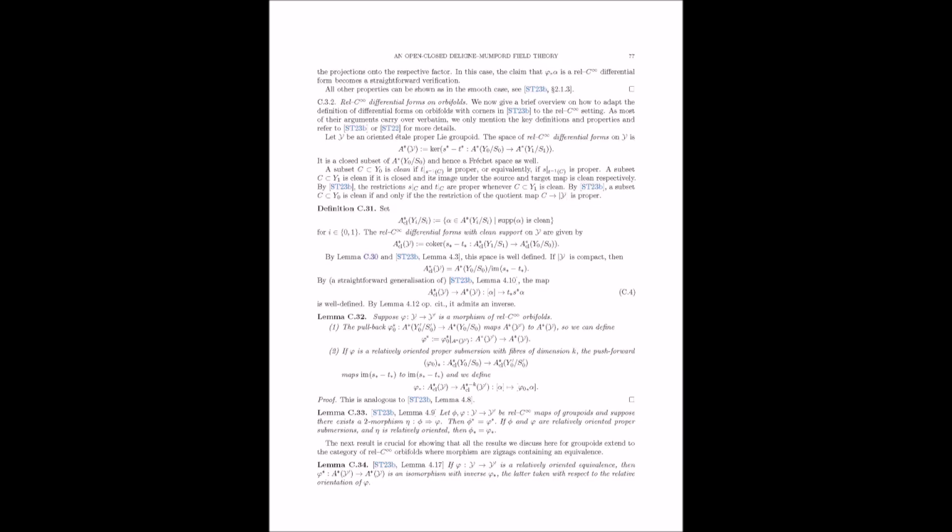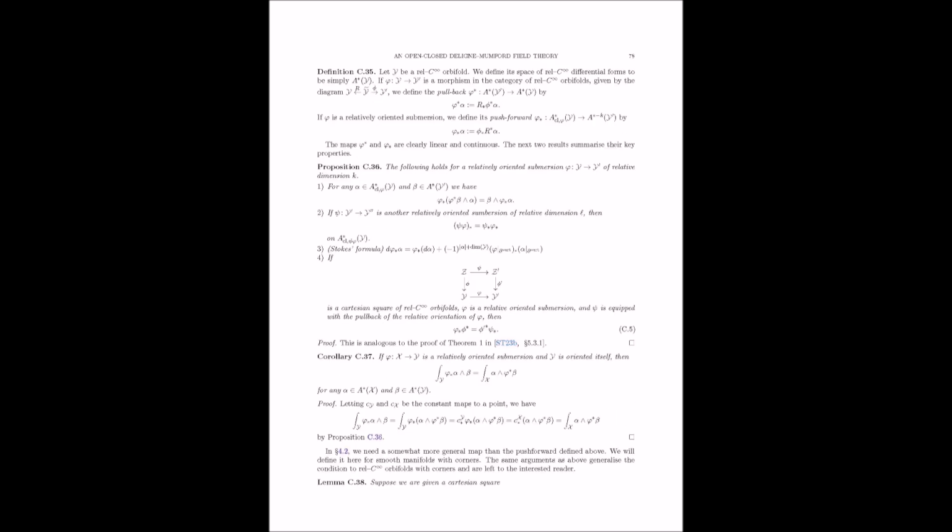So they play a crucial role in defining those cooperations that we mentioned earlier. Okay. So remember that the cooperations are what we use to actually construct the open-closed Deligne Mumford field theory. Right. They're the ones that give us those invariants that capture the essence of the theory. Exactly. So to define these cooperations, we need to use these things called Thom forms.